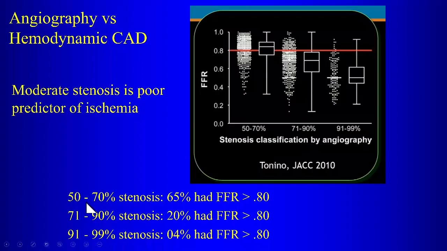Well, in these lesions, 50 to 70% stenosis, 65% of those lesions had fractional flow reserves greater than 0.8, meaning that they were not physiologically obstructing the vessel, even though the stenosis could have been up to 70%. Here, where you have 71 to 90% stenosis, 20% of those lesions still had fractional flow reserves greater than 0.8. So they were not significantly obstructing the vessel. And then, of course, it drops way off when you get up to the very severe stenosis of greater than 90%. Okay?